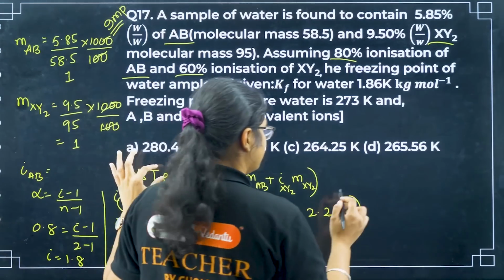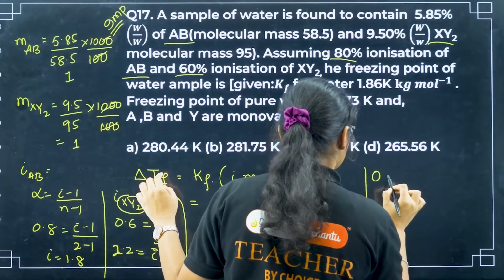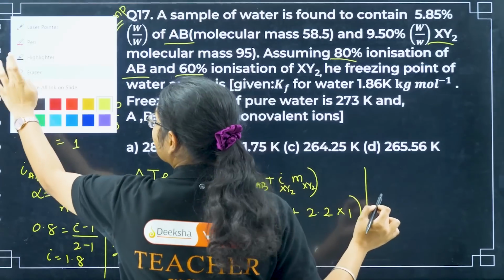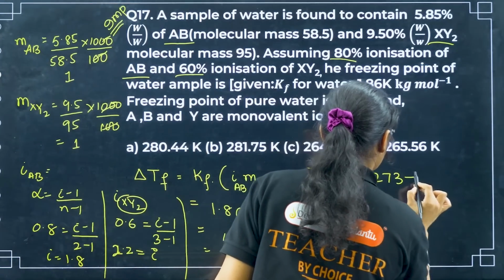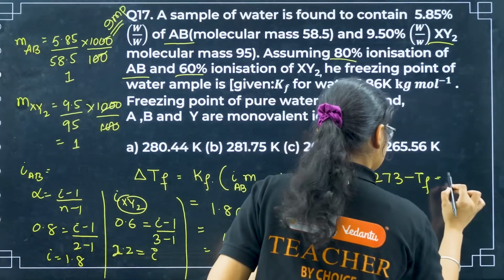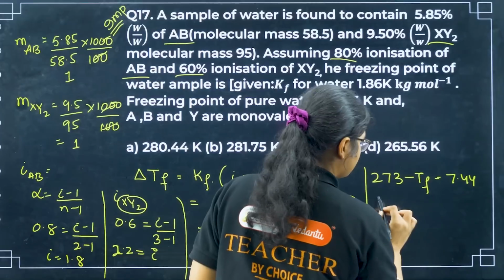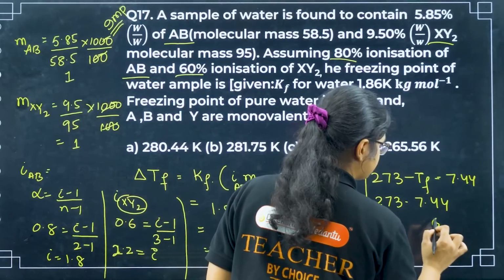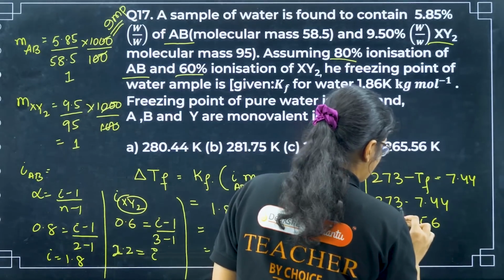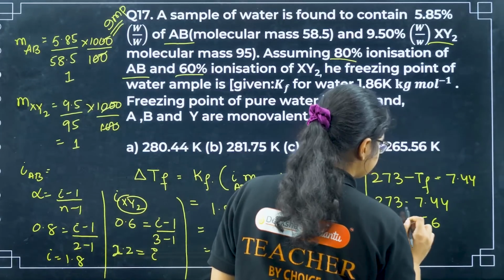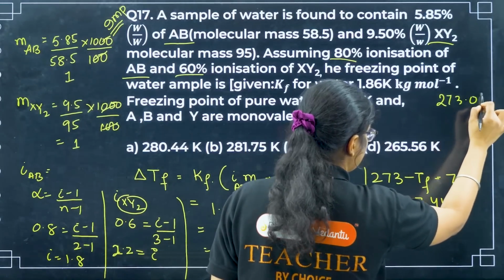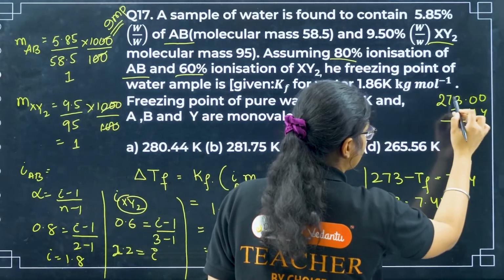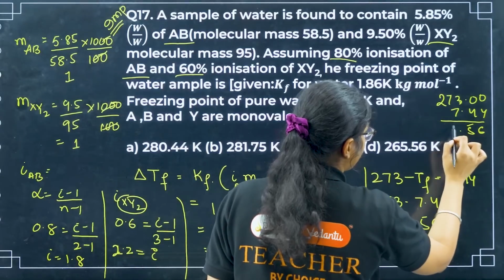Now what is the TF value? 273 minus TF is equal to 7.44. So just take this one and this side, so I'll get 273 minus 7.44. Let me subtract it properly, 273 and I have 7.44. So 10 minus 4 is 6, 9 minus 4 is 5. Now I have already given here 1, so 12 is left. 12 minus 7 is 5.